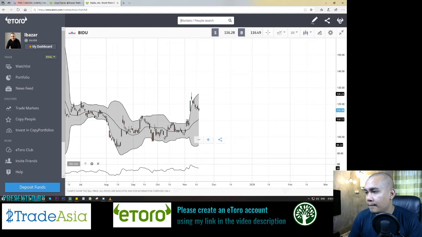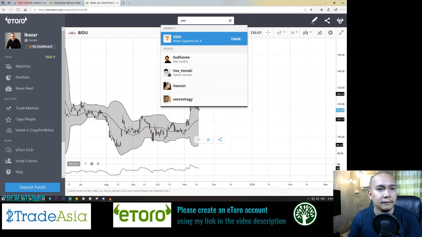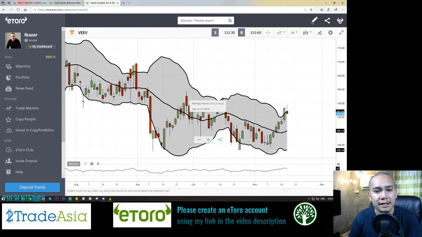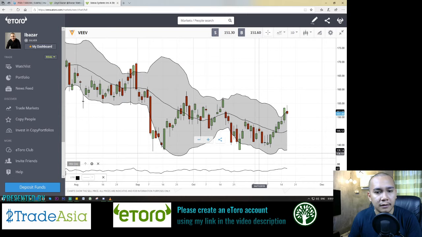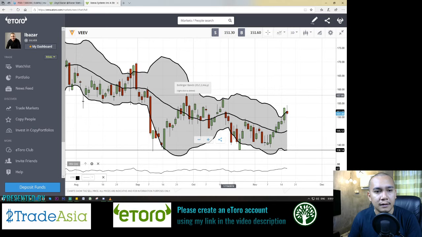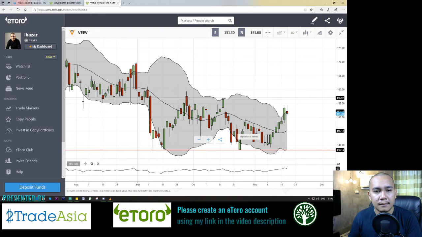Viva. Right, si Viva. Ito hindi ko kilala si Viva. Viva Systems Incorporated. So I'm gonna be talking about purely technical analysis here. We have a clear sideways movement. Let me just get a horizontal line. So this is the support right here, and this is the resistance right here. So, ayan. Buy at the support, nagre-resistance na siya. So most probably babalik ito sa support. Sa support tayo pumasok for Viva.